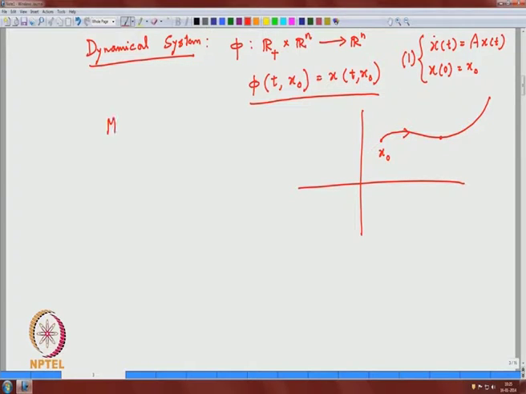Dynamical system is the motion of the particle in the phase plane, that is what you have to understand. Okay. There is another related notion. This gives you a better feeling about this, what is called a flow of the system.